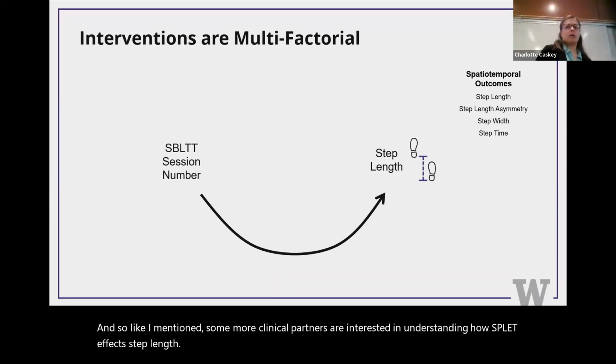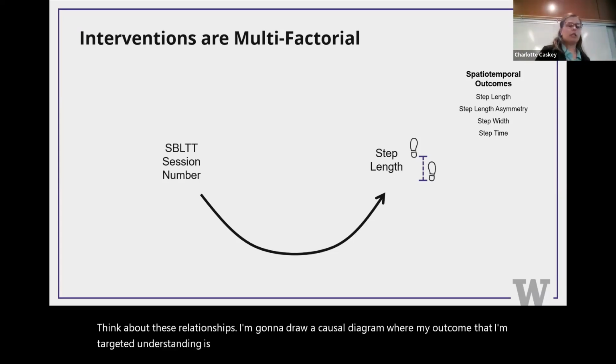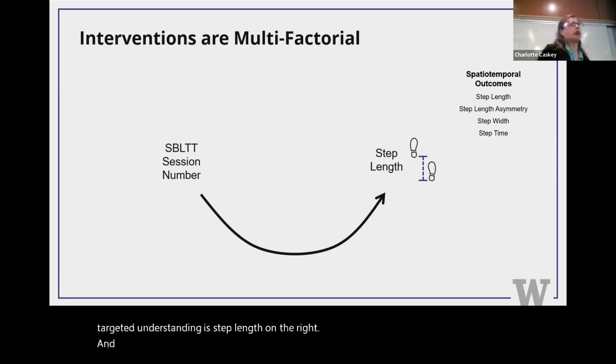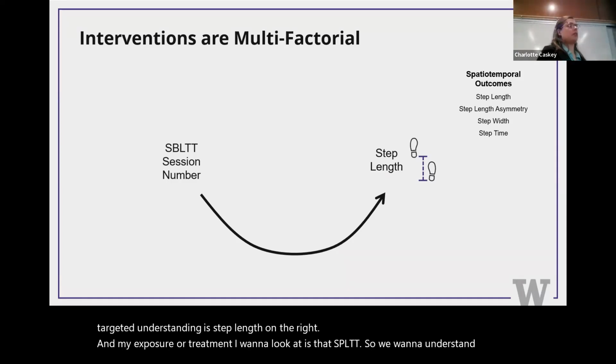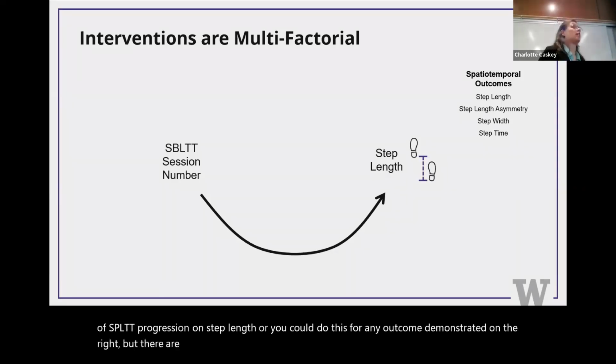To think about these relationships, I'm going to draw a causal diagram where my outcome that I'm targeting to understand is step length on the right, and my exposure or treatment I want to look at is SPLTT. So we want to understand the effect of SPLTT progression on step length, or you could do this for any outcome demonstrated on the right.